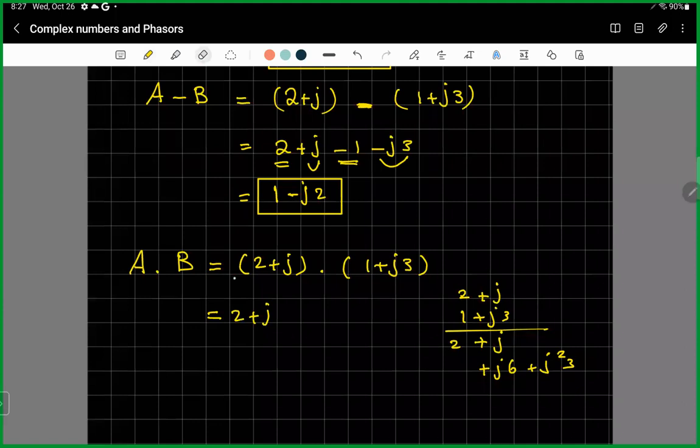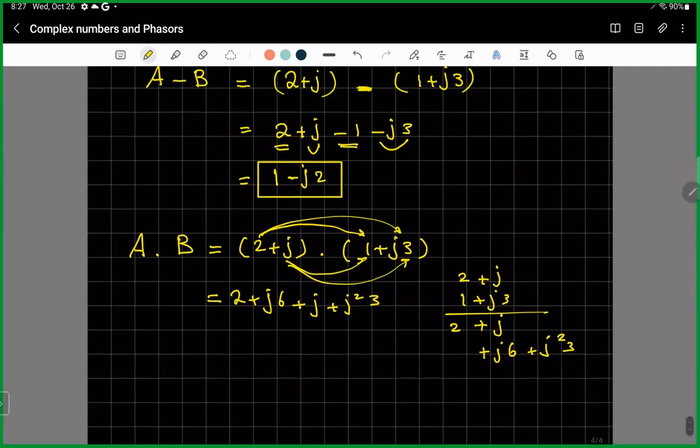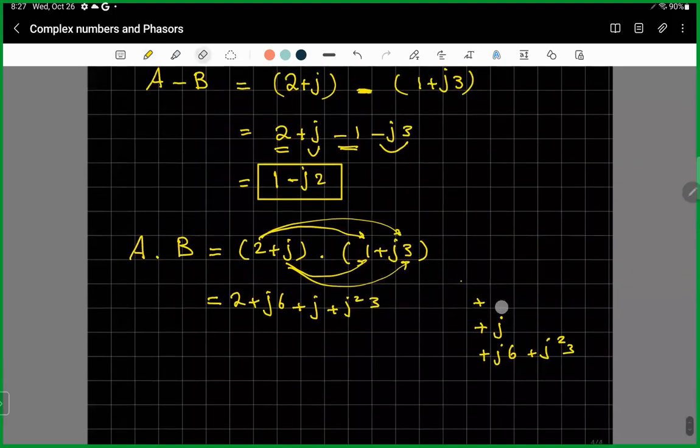By the way, you can do it in this way and add, but you can also do it the way I'm going to show you now. You can say 2 times 1 and then 2 times j3. So you have 2 plus j6. And then j times 1, j times j3. So we have j and j squared 3. You get the same thing, right? So if you don't like to do it in this way, you can do it in this way, in the same line, same time. There are many different ways.